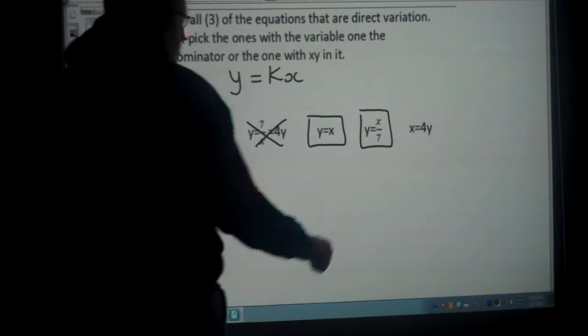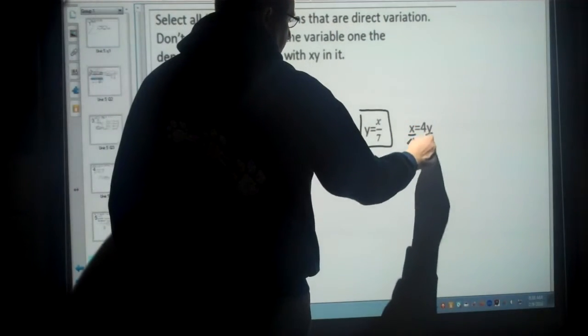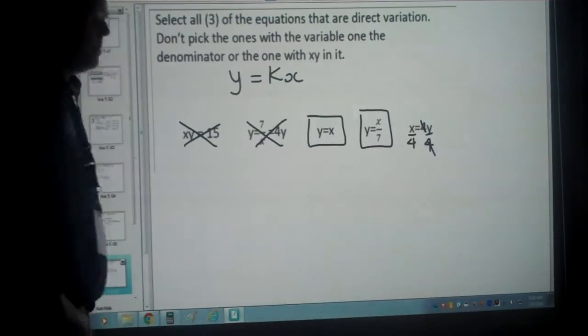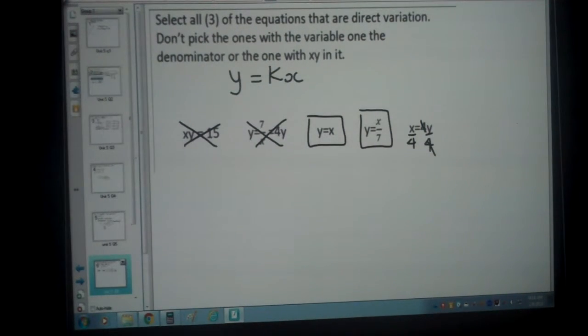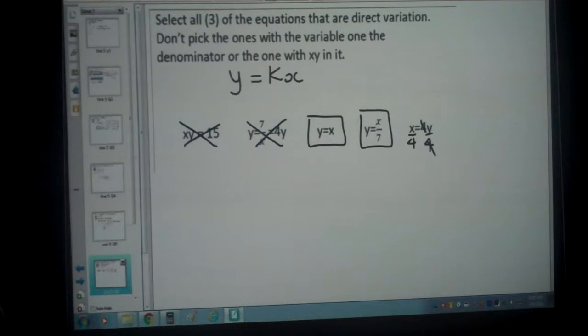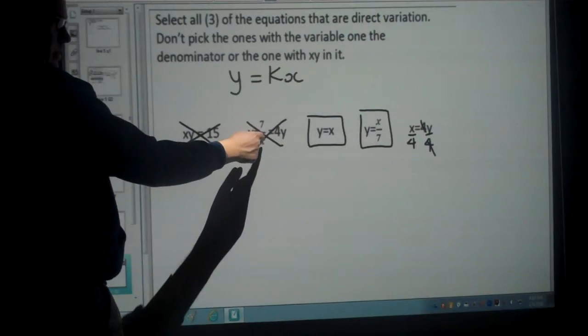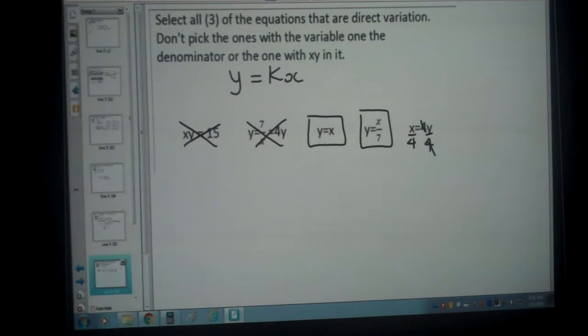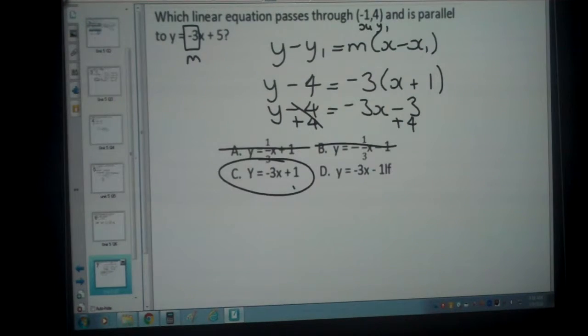So how do we know it's the last one? Well, if I divide both sides by 4, then I get y equals x/4, so k would equal 1/4. Now it did actually give you some clues here anyway. Don't pick the ones with the variable on the denominator or the one with xy in it. So don't pick the one with xy in it, that would have got rid of that one. And don't pick the one with the variable on the denominator, that would have been that one there. So that was really a check to make sure you're reading questions carefully. Sometimes they give you clues to get rid of some answers, so make sure you read the questions fully, and that actually makes your life very easy.